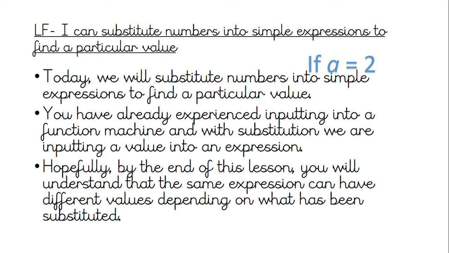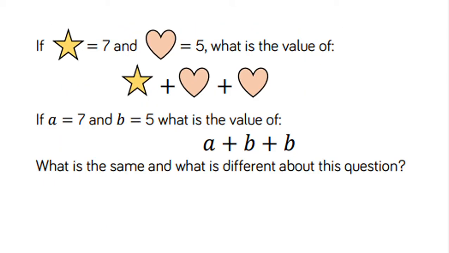Okay, let's have a look at the first question. I'm going to read it to you. Then when I've finished, I'm going to pause the video and I'd like you to go on your own, and then I'll go through the questions after that. So if star equals 7 and heart equals 5, what is the value of star plus heart plus heart? And if a equals 7 and b equals 5, what is the value of a plus b plus b? So what is the same about these questions and what is different? Okay, pause the video now, please.